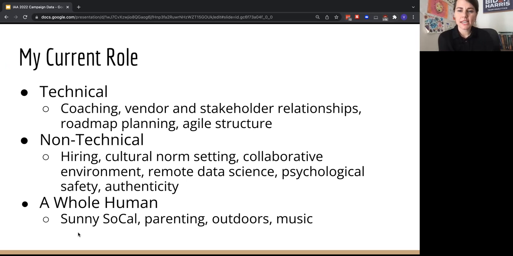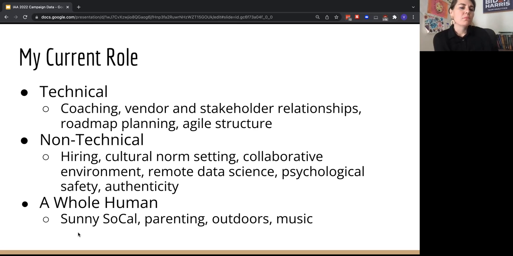On the non-technical side, this is a much bigger part of my current role than it has ever been before. And part of my work that I really, really love is that I get to work on hiring and be very, very intentional and thoughtful about that, setting norms for the team from a cultural perspective, creating a really collaborative environment, figuring out what it means to be a successful remote data science team. We at the DNC on the tech team have been remote since 2018. So we were doing it before it was COVID cool to do it. We're pretty experienced at it and will continue to be remote going forward.